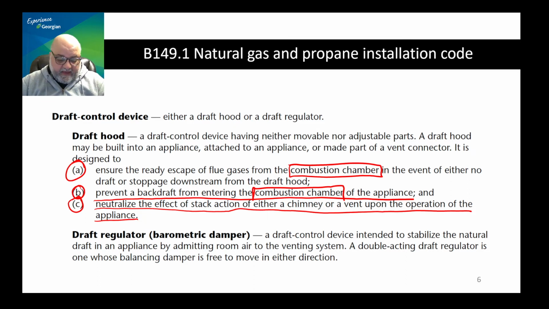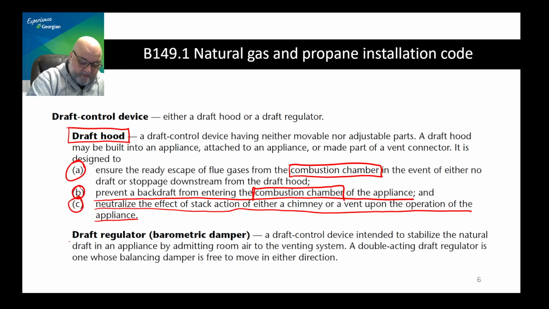And that's when stack action is going to be created, and the pressure difference is going to allow for an abnormal condition. Even though, because it is everywhere, we should call it a normal condition. But the draft hood should neutralize that effect. The draft hood will make the situation not affect the appliance and its operation. So that's your draft hood.